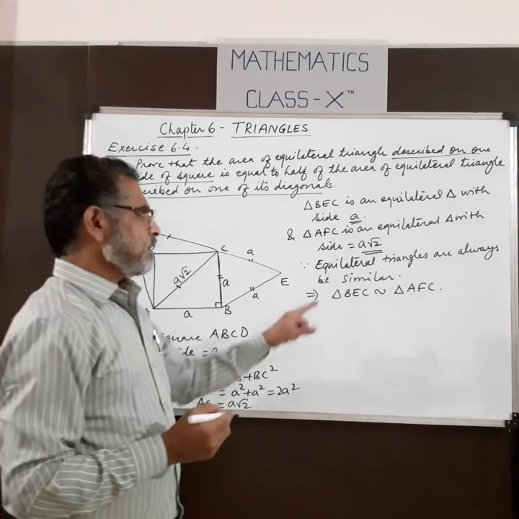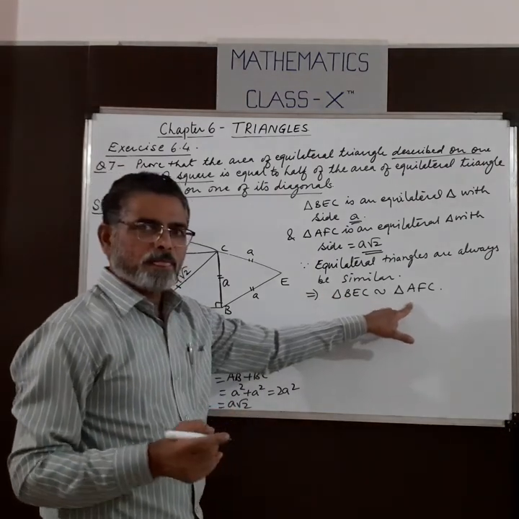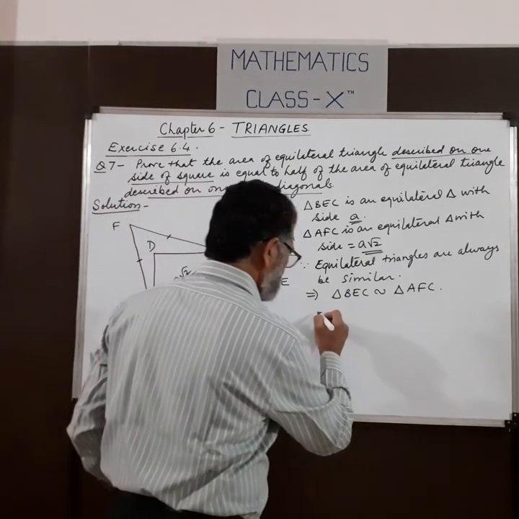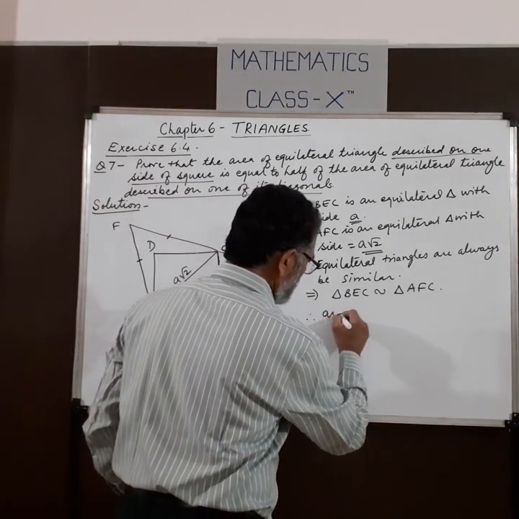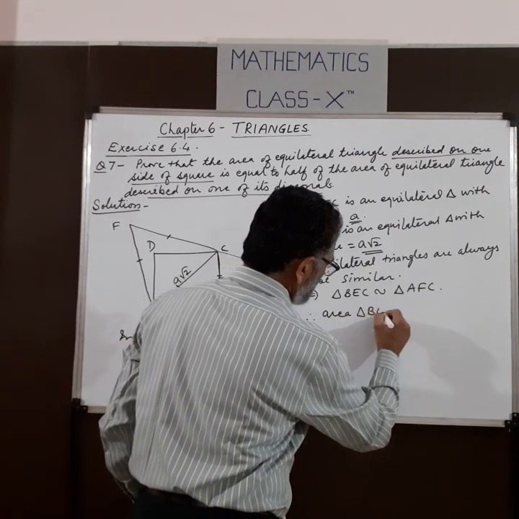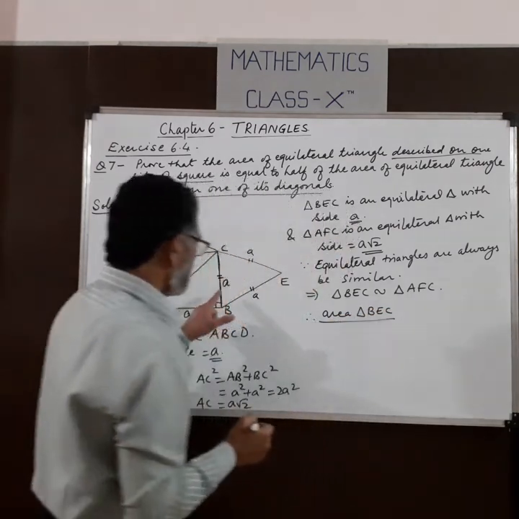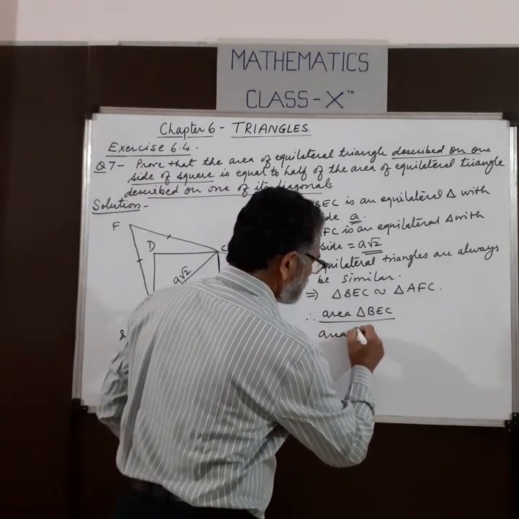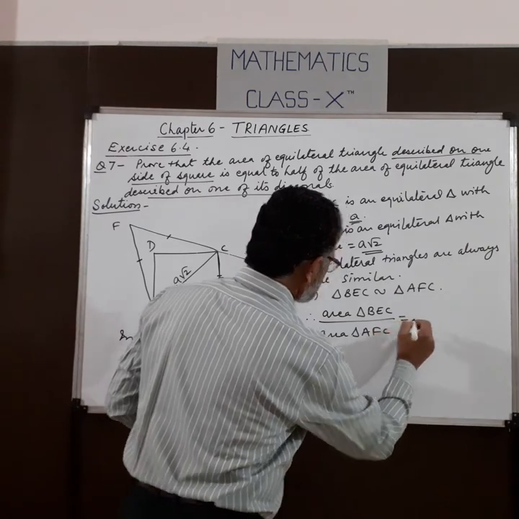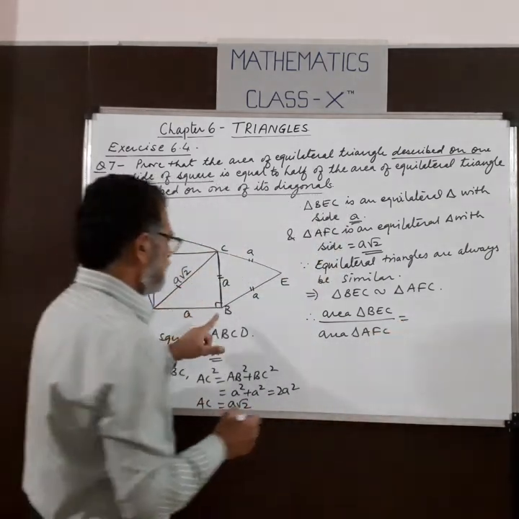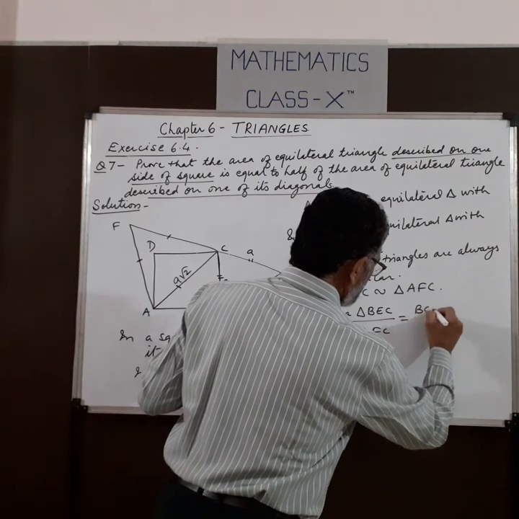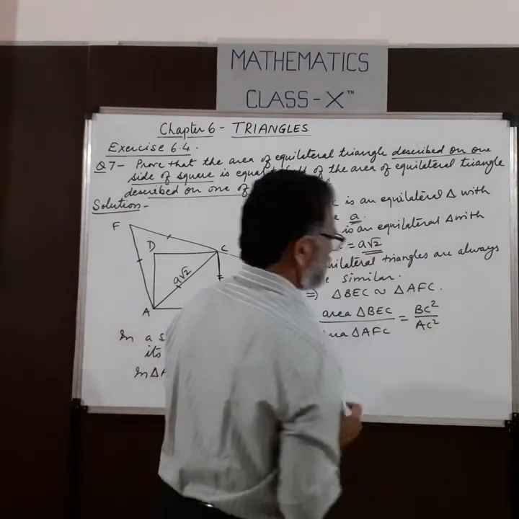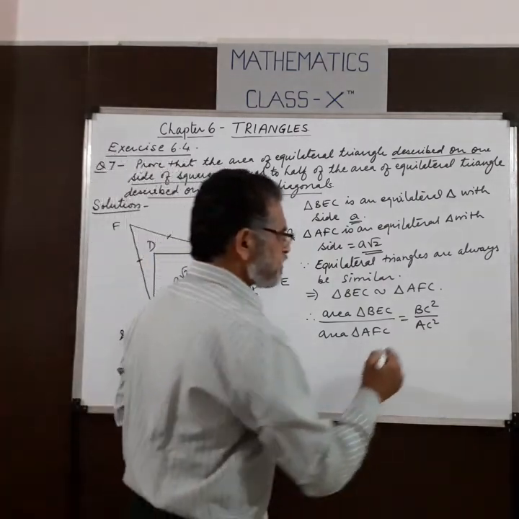Now, if triangles are similar, then what is the relation between their areas? The ratio of their areas. So therefore, the area of triangle BEC, which is described on a side, to the area of triangle AFC, which is described on its diagonal, is BC square upon AC square. Okay. Now what is BC upon AC?